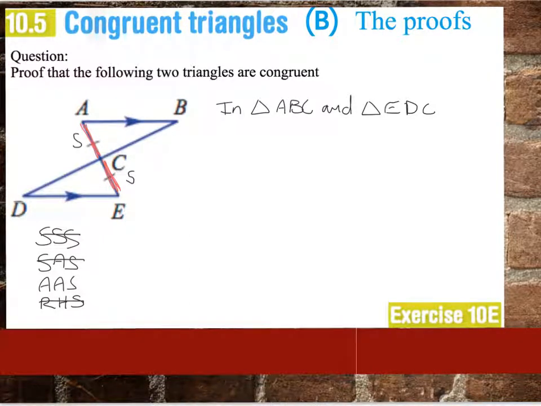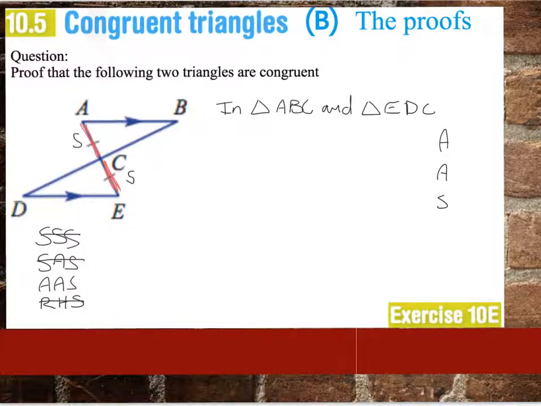Now I have done all the hard work. I have my triangle that's the same as that triangle. I know that A is the same as E, B is the same as D, and C is the same as C. What I now need to do is prove that I'm going to use AAS. So I'm going to have down the side, angle, angle, side.